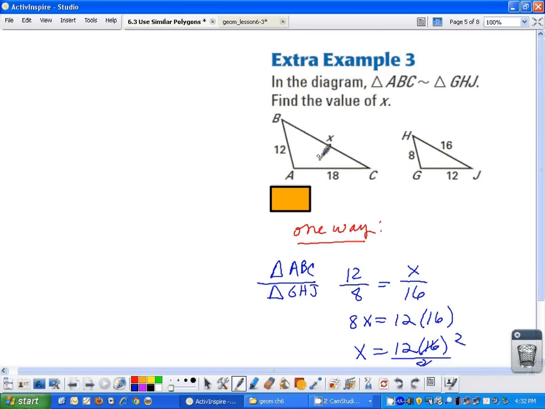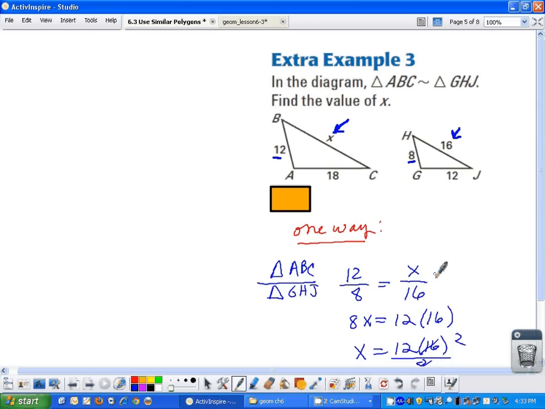So we're not dealing with angle measures on this. They really want us to find this side. So what we'll do is write a ratio of two corresponding sides that we know the lengths of. Why don't we use 12 and 8? Those are corresponding sides. AB and GH correspond. So I'm going to write 12 over 8, using the side from triangle ABC on top, triangle GHJ on the bottom. And then I'm going to write a ratio using the side I'm looking for. So x over its corresponding side, which is 16.